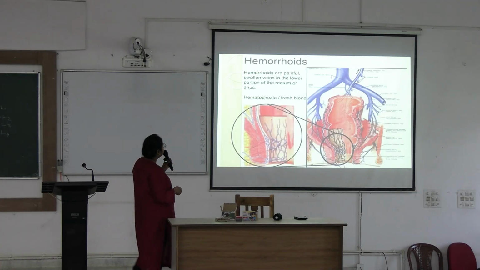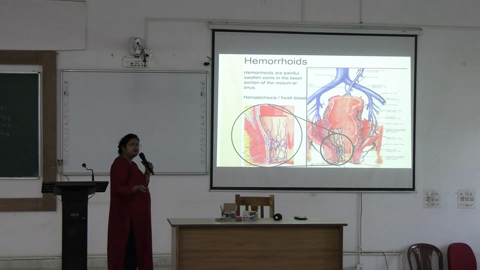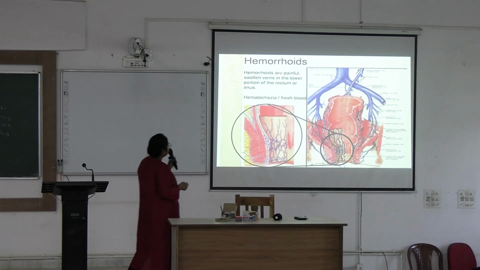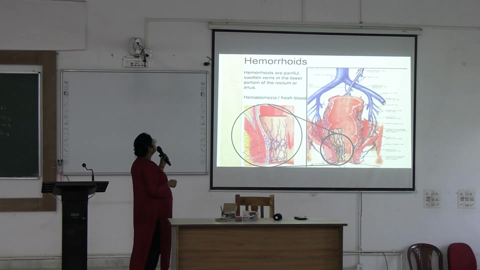Next, we are going to the hemorrhoids or piles. Hemorrhoids are painful swollen veins in the lower portion of the rectum or anus. See, this is the interior of the rectum, and this part is the anus. The lower four centimeters is the anus. Here there will be dilated columns of veins. These are known as hemorrhoids or piles.